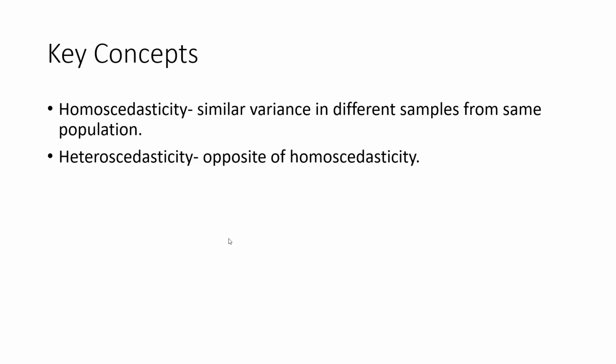And in terms of key concepts, you need to remember homoscedasticity and heteroscedasticity. When there is similar variance in different samples from the same population, we call it homoscedasticity. And when there is no similarity or there are differences, we talk about heteroscedasticity. These are important key terms which are used in interviews, so that's why I have mentioned them here. If you are preparing for interviews, make sure to remember them.